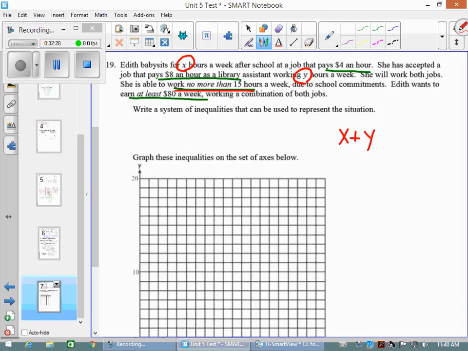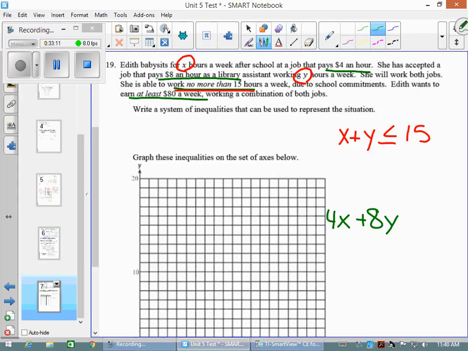My second equation, they're telling me she wants to earn at least $80 a week. Well, we have to write my second inequality. If I want to write an inequality to represent this, I need to see how much she's making for each job. So our $4 is going with our first job, because she gets $4 an hour. And our second job is a library, she's getting $8 an hour. So if we add that 4x and $8 an hour for that second job, and they're telling us she wants to earn at least $80 a week. So at least $80, she wants to make something more than that, so that has to be greater than or equal to that $80.